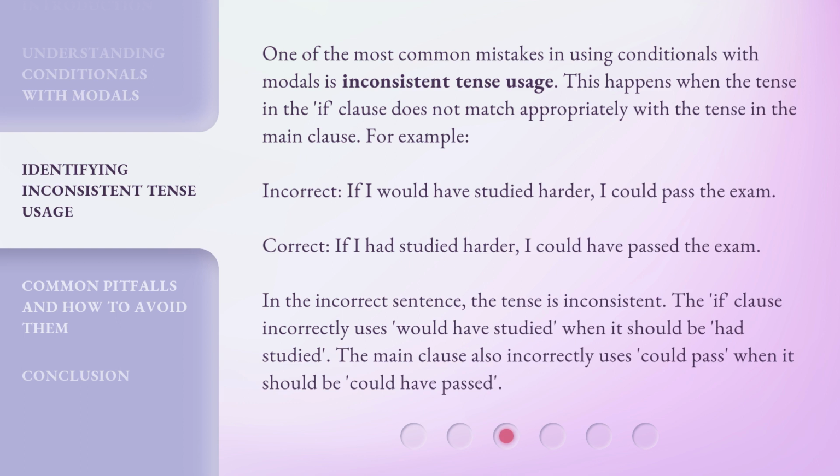In the incorrect sentence, the tense is inconsistent. The if clause incorrectly uses would have studied, when it should be had studied. The main clause also incorrectly uses could pass, when it should be could have passed.